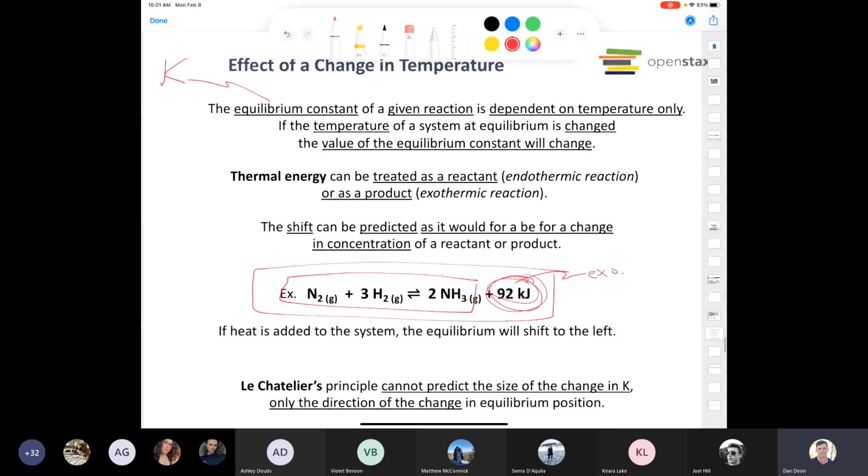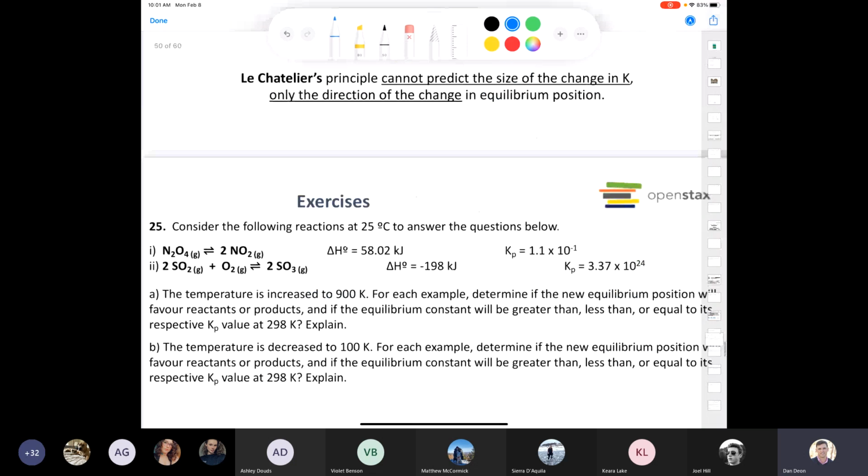So that means, let me delete all this, that if we were to increase the heat, we crank heat up, that means we're increasing this. And then we're going to shift to this side to balance it out. Now, if you're wondering, what about an endothermic reaction? What if I removed heat from an endothermic reaction? Well, that would shift it towards the left as well. But we'll look at all the different scenarios.